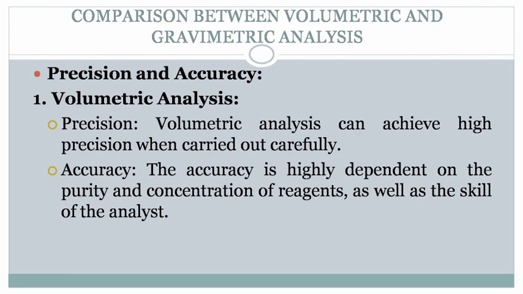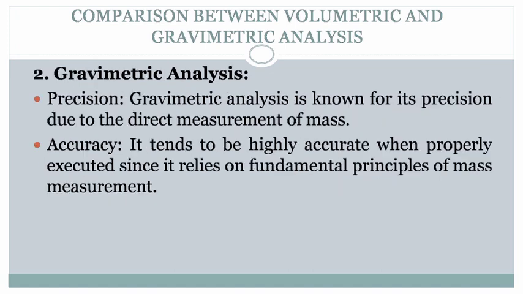Precision and accuracy. Precision. Volumetric analysis can achieve high precision when carried out carefully. Accuracy. In volumetric analysis, the accuracy is highly dependent on the purity and concentration of reagents, as well as the skill of the analyst. Precision. Gravimetric analysis is known for its precision due to the direct measurement of mass. Accuracy. In gravimetric analysis, it tends to be highly accurate when properly executed since it relies on fundamental principles of mass measurement.